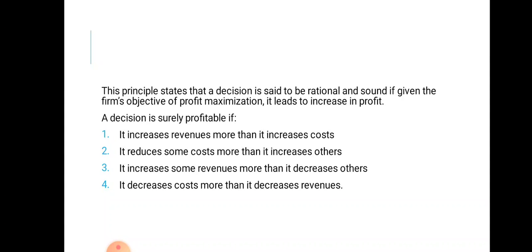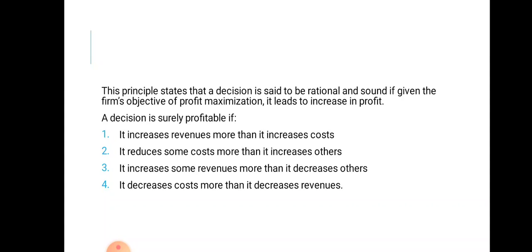When does a decision become profitable? There are four situations here. It increases revenues more than it increases cost. So let us think that cost is increased by 5,000, revenue increased by 7,000. So there is an excess of revenue of 2,000, then it is profitable to the business. It reduces some cost more than it increases others.